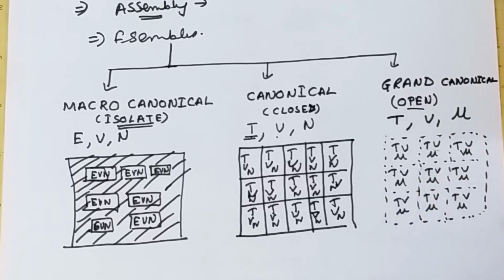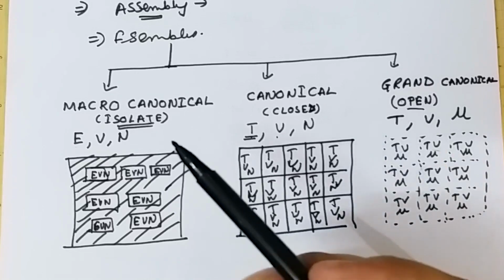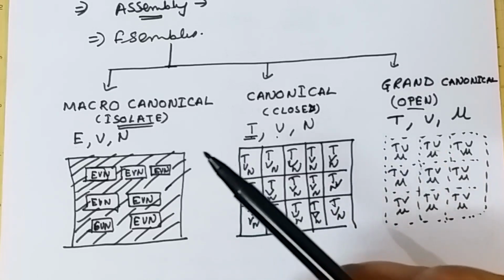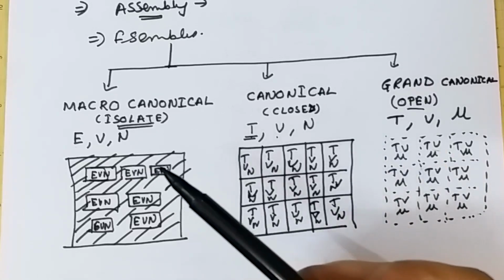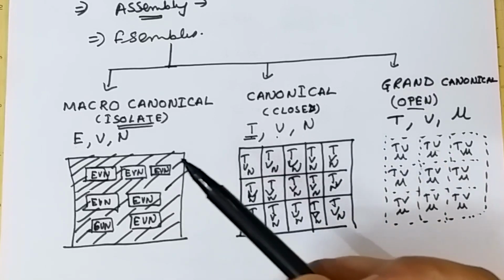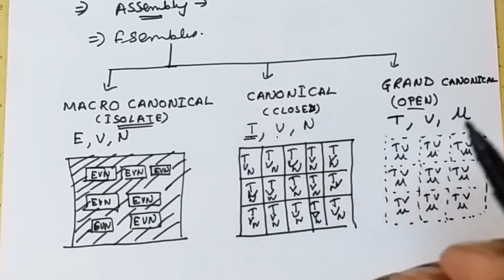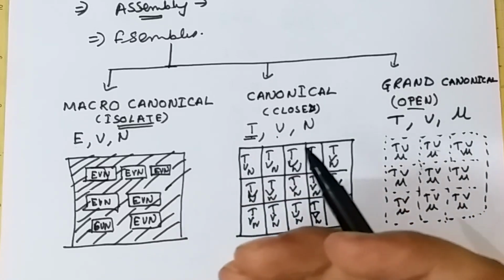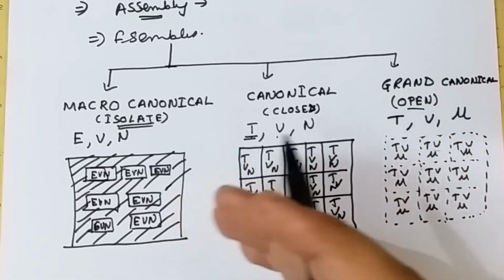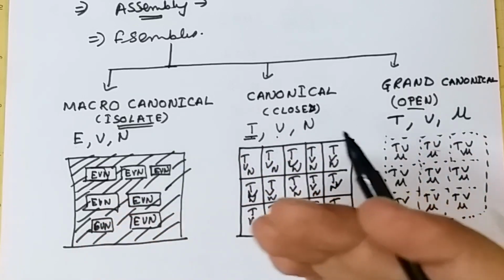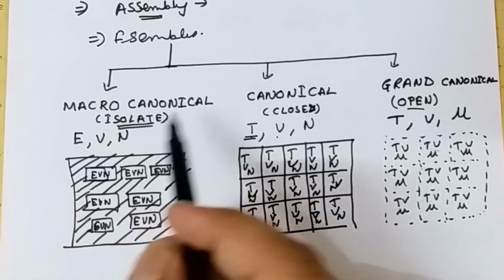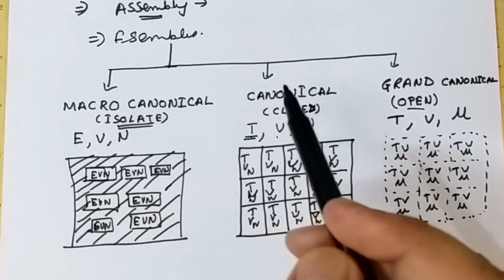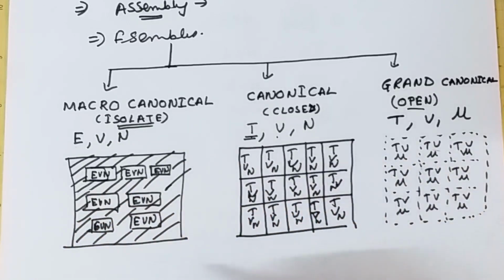Once again, let us revise what a system is. A system is any individual particles which are under consideration. All those particles when they come together form an assembly, and individual assemblies when they come together give us an ensemble, and this ensemble is further classified into the microcanonical ensemble, canonical ensemble and grand canonical ensemble.